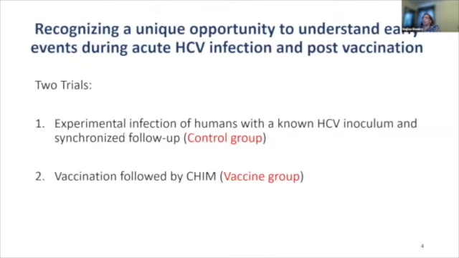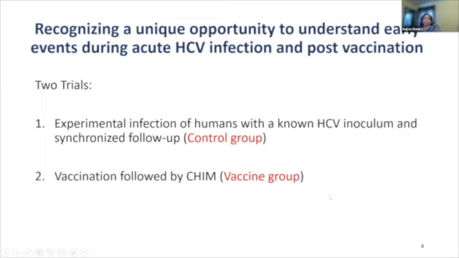So to go to the CHIM trial, we assume that there will be two trials. The first is more of a control group, not the one to establish the inoculum, but basically stages 2 and 3 that Jordan mentioned, the Sentinel cohort as well as the spontaneous clearance cohort, and that is experimental infection with no vaccination. And then the vaccination group, which is stage 4.